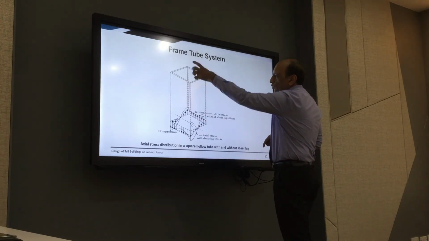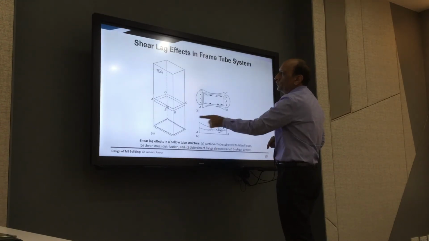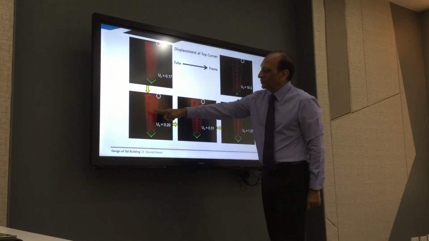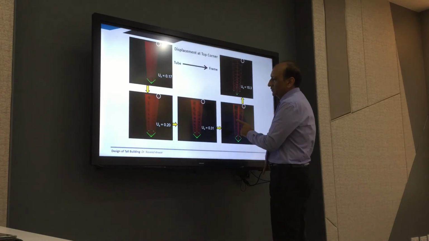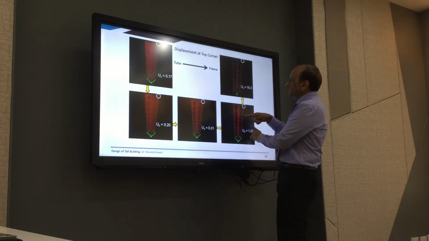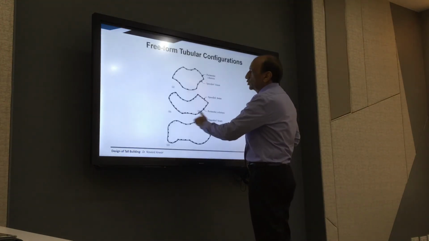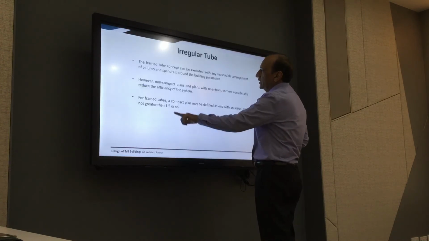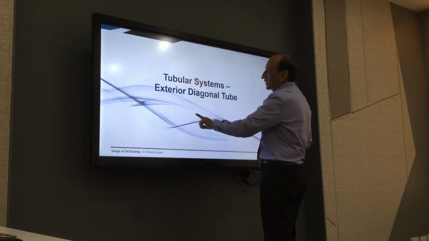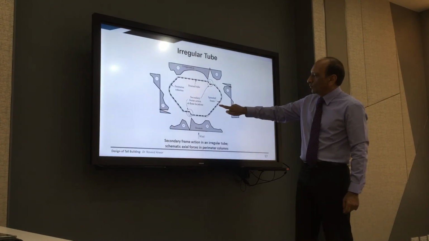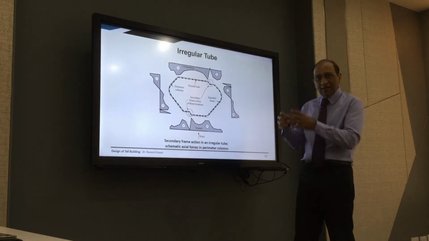So this is the building. You consider it as one tube, same way as we consider this one. And this is a tube with closely spaced columns with small openings, and as we go along, keep increasing the size of the opening, it becomes a frame. So we are talking about a tubular system where the openings are very small, small spans of the beams, very closely spaced columns, so they have small shear lag.